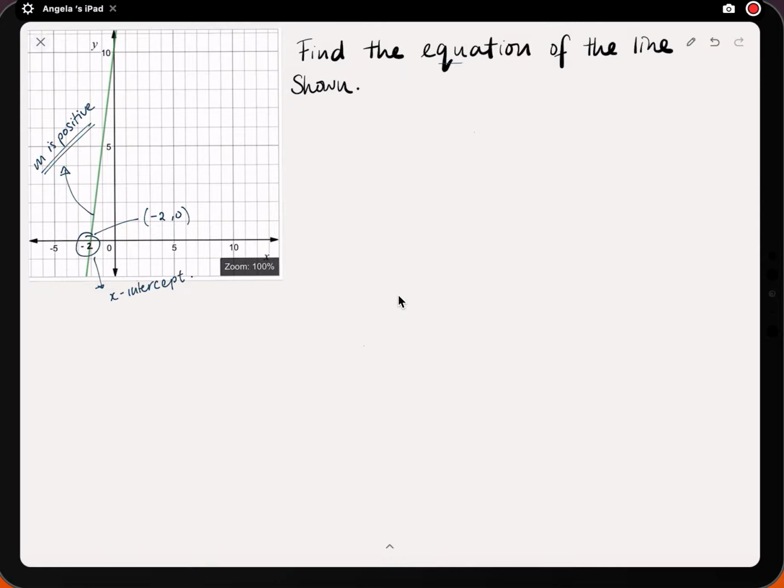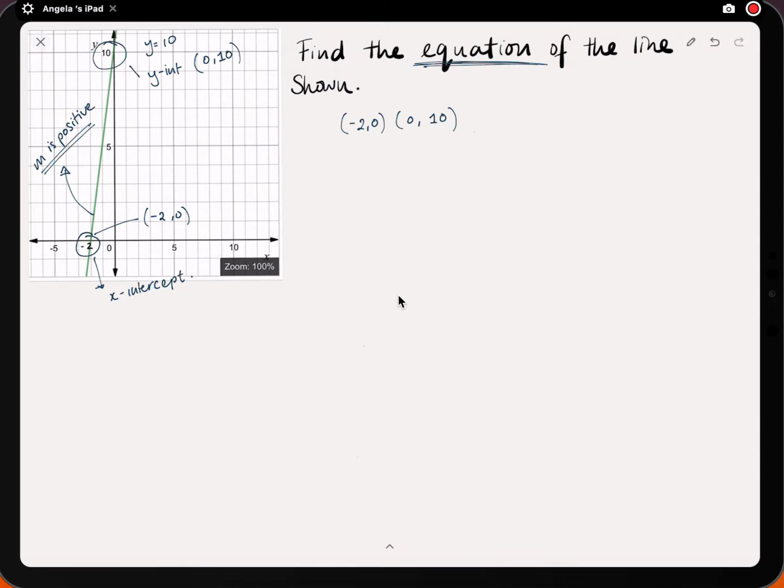Interestingly, we can actually also see where this particular graph cuts the y-axis. And it happens to cut the y-axis when y is equal to 10. So just write here y is equal to 10, which means our y-intercept in coordinate form will be (0, 10). So I'm just going to write these coordinates out because they're going to help us to actually find our gradient. So we've got (0, 10).